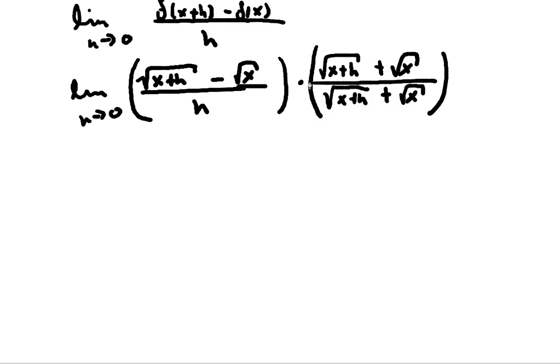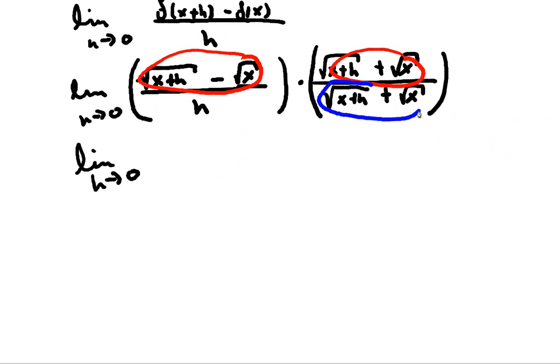So in this case, what I'm going to do is multiply the numerator and the denominator by the square root of x plus h plus the square root of x. Let me emphasize here, this is a mathematical trick. It is perfectly legal, because you can see that this expression right here is simply 1. So let's go ahead and multiply terms out.